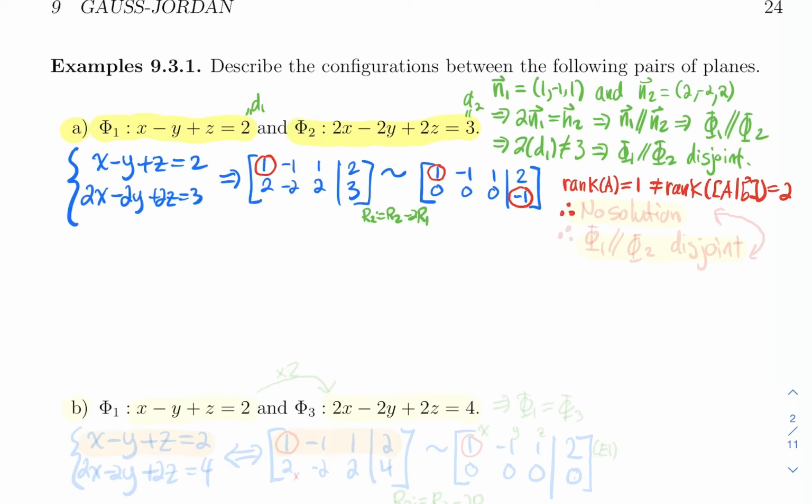Therefore, first you can talk about the general solution. So no solution. And then the final conclusion is that Phi1 is parallel to Phi2, but disjoint. So we're just making this connection between no solution and the fact that these two planes are parallel, disjoint.